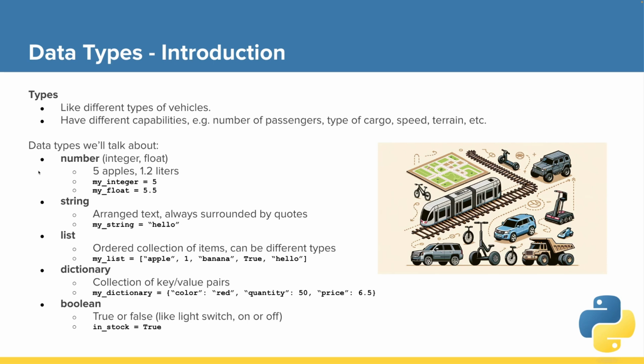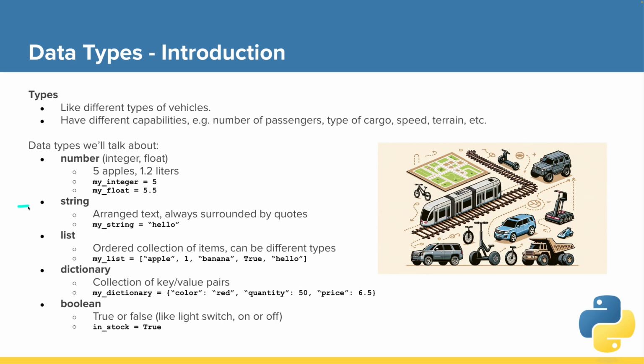So some of the data types we'll talk about are numbers, and there's two types of numbers in Python. We'll get more into this, but if we think, I have 5 apples, right? The 5, that's a number, or 1.2 liters of water, that's a number.